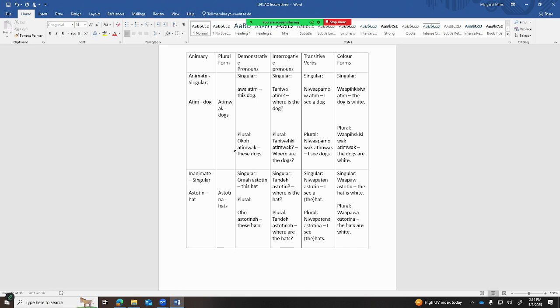Inanimate singular: astutin, hat. Plural: astutina, hats. Uma astutin, this hat. Oho astutina, these hats. Tande astutin, where is the hat? Tande astutina, where are the hats? Nawabaten astutin, I see a hat. Nawabtena astutina, I see hats. Wapau astutin, the hat is white. Wapawa astutina, the hats are white.